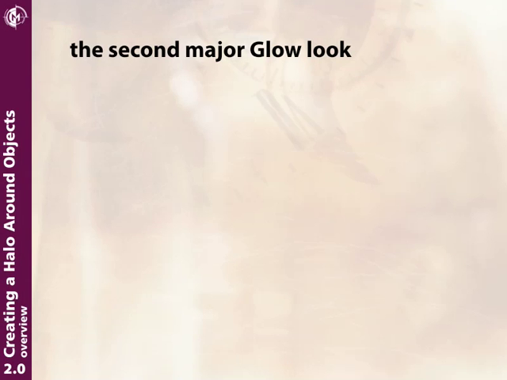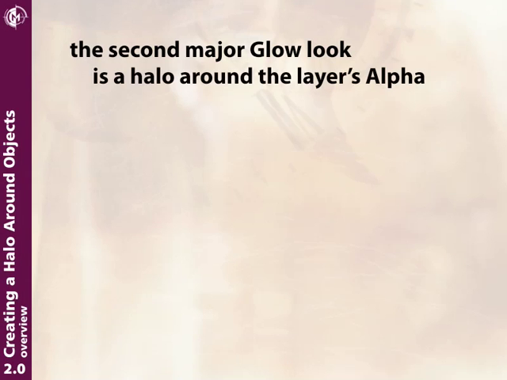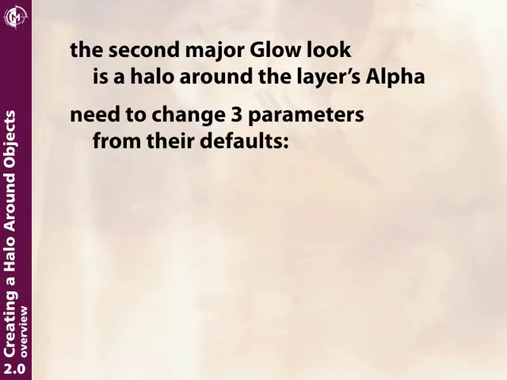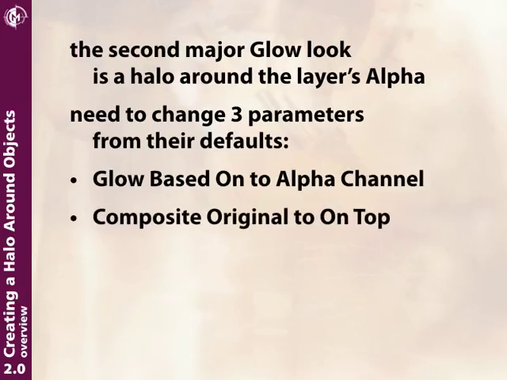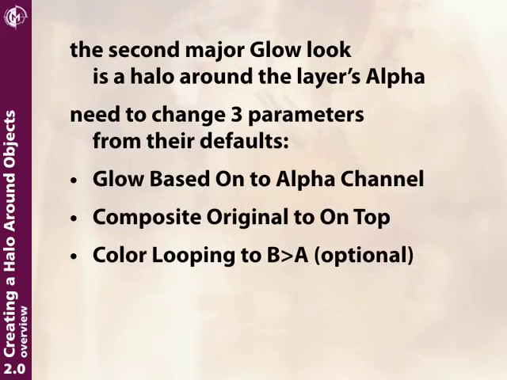The second look that the Glow plugin can create is a halo around the outside of an object that has an alpha channel. Now there's three main things you need to set up for this to happen. One, you need to change the Glow based on parameter to alpha channel. Two, you need to change the composite original pop-up to on top. And three, you need to change the color looping pop-up to B to A. Now let's go ahead and walk through these so you can see them in action.